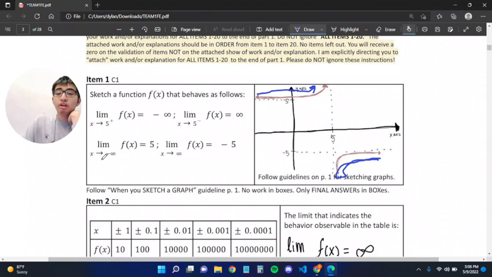And this will work vice versa. So as x approaches negative infinity, it will be 5. As the limit of x approaches infinity, it will be negative 5, as shown here.